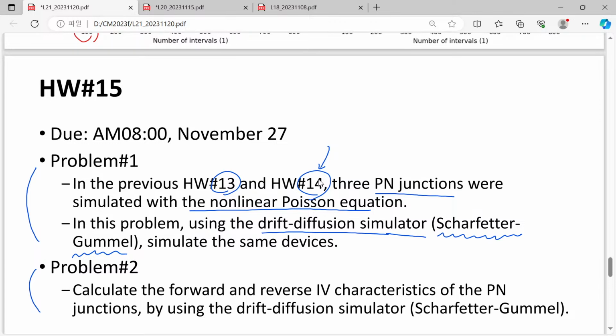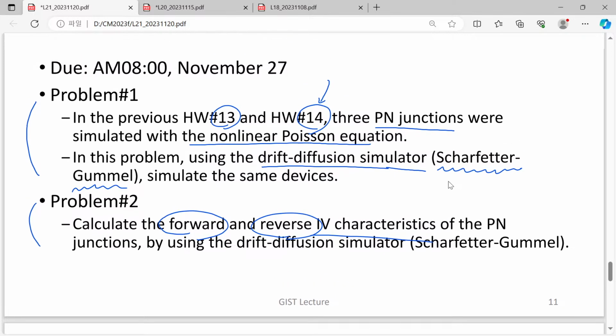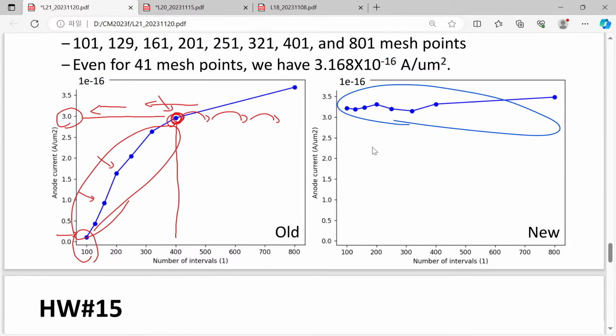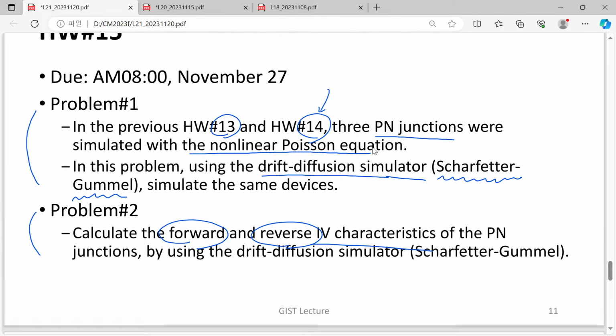And now with this well-developed Scharfetter-Gummel scheme, you can try to calculate forward and reverse IV characteristics of those p-n junctions. So simply speaking, you can regenerate or reproduce such behavior, so well-matched IV characteristics. So that's it. The purpose of this homework number 15 is quite simple: just implement the Scharfetter-Gummel scheme into your code.